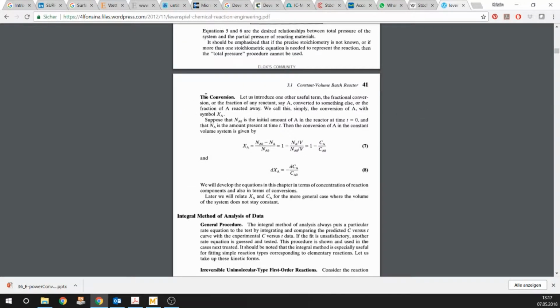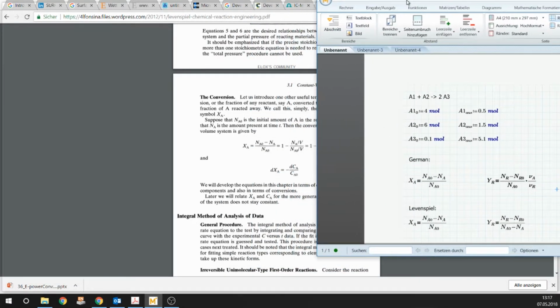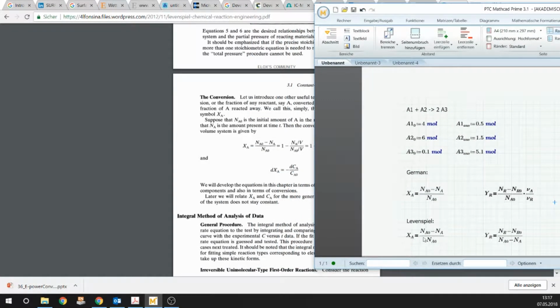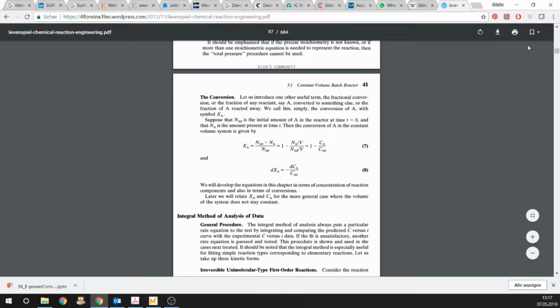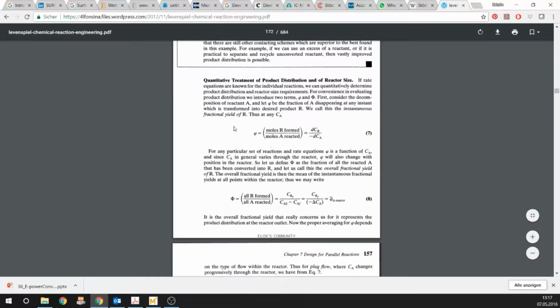Okay, here's conversion. Defined by Octave Levenspiel, the conversion is just the fraction of A, here he calls it, that's being converted. So here for Levenspiel, X_A is equal to N_A0 minus N_A divided by N_A0. This is identical to the German definition. So there's no problem. Let's see how he defines yield.